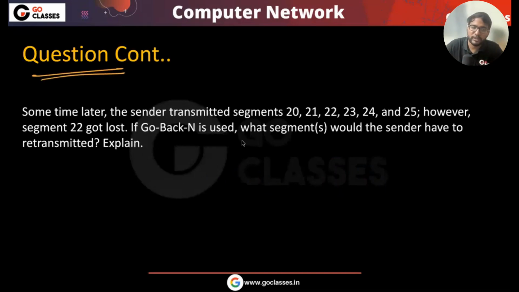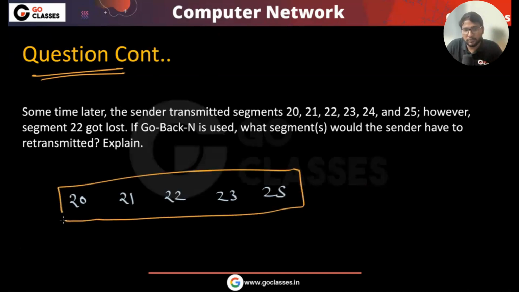This is the continuation of the same question. What they're saying is, sometime later, after some time, it has received, let's suppose, some ACK. So 20 to 25, which are the 6 frames, or 6 segments that it has transmitted. So which means 20, 21, 22, 23, 24, 25. However, segment 22 is lost. 22 got lost. If go back n is used, what segments would the sender have to retransmit?